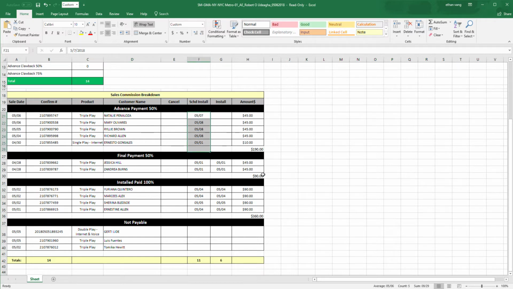So in this situation, this individual, Robert, he got paid 100% on his deals that were installed the previous week. As you can see, here's his 90 bucks, 90 bucks, 90 bucks, right? Here's the name of the customer he signed up. That's the date it was installed. Last week, what happened is he hadn't had this stuff installed yet, but I fronted him the money anyway. So it was 2 triple plays that I fronted him.